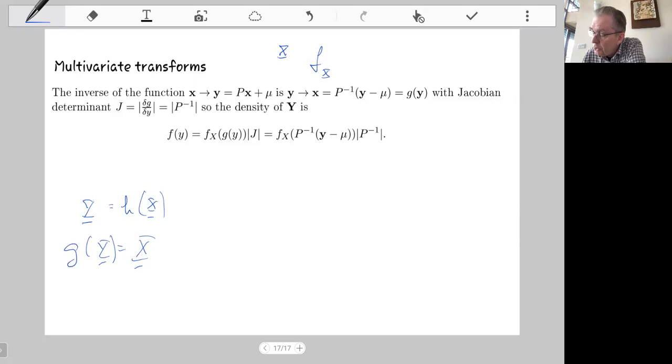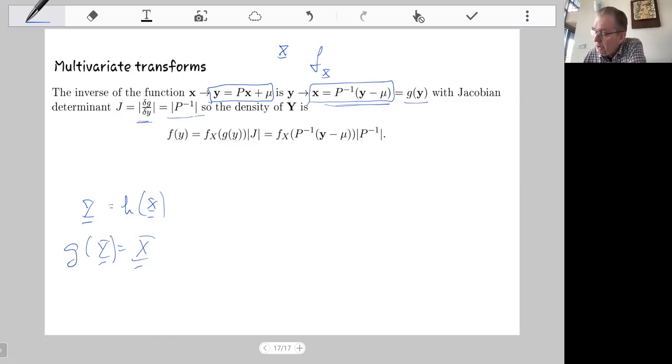So suppose we have a function of the form linear combination of the x variable, shifted, then the inverse of that is, well, you just subtract mu, multiplied by P inverse. Remember, we're assuming these are one-to-one, so the inverse exists, and this is our g of y. The corresponding Jacobian is just the element-wise derivative of each xi with respect to each yj, and that gives you P inverse. So that's the matrix, and then the determinant of the Jacobian becomes the determinant of P inverse.